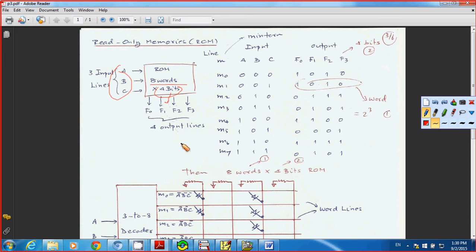Oops, sorry. I take it back. 8 words means, because you have 3 input lines, you have all combinations equal to 2 to the power 3. So that gives you 8 total combinations, and you have M0 to M7, so that's what we call our 8 words. And for output you need at least 4 bits, right?